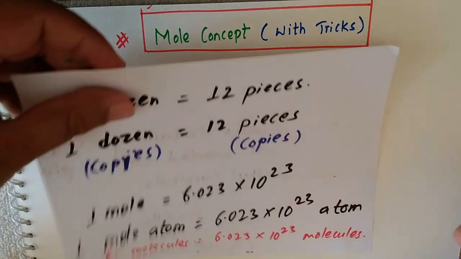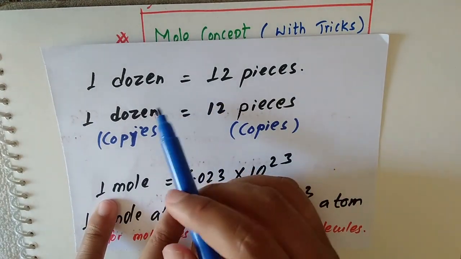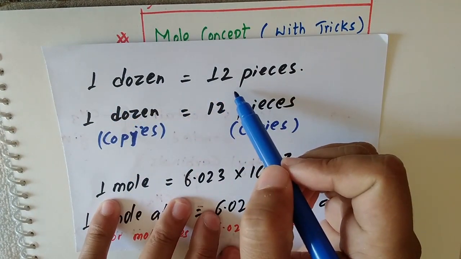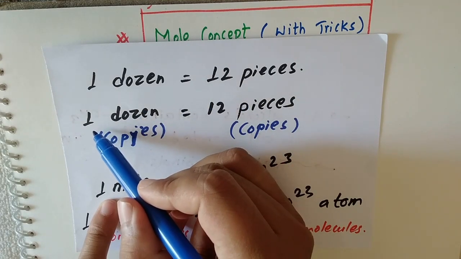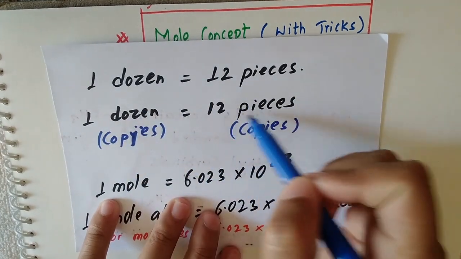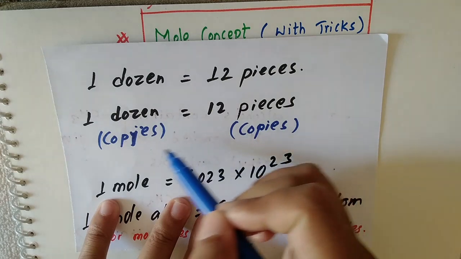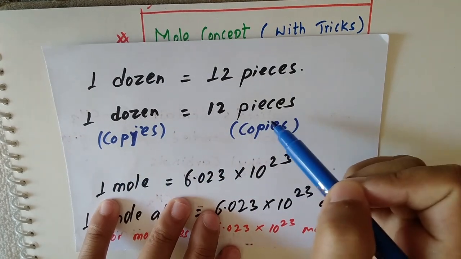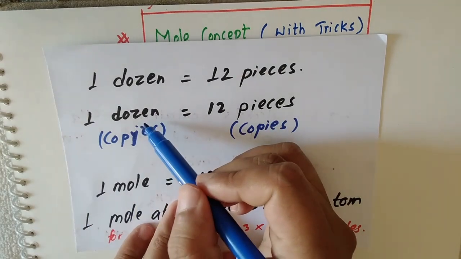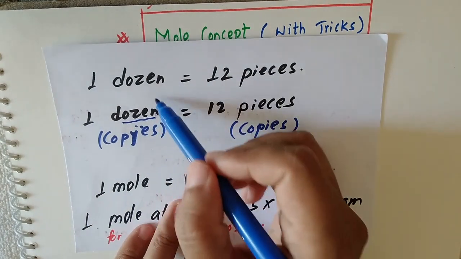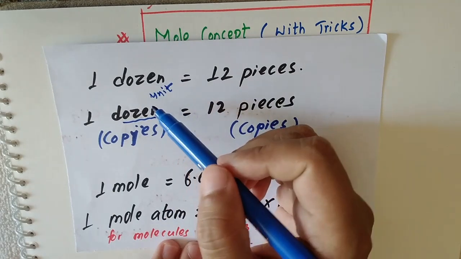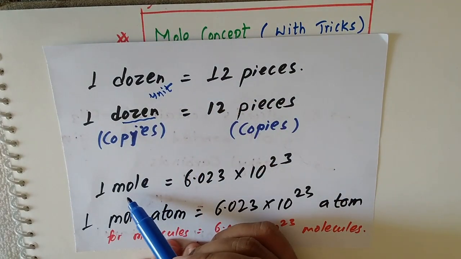Here, 1 dozen means 12. 1 dozen copies means 12 copies. 1 dozen bananas means 12 bananas. Like this, the dozen is a unit. Like this, mole is also a unit.